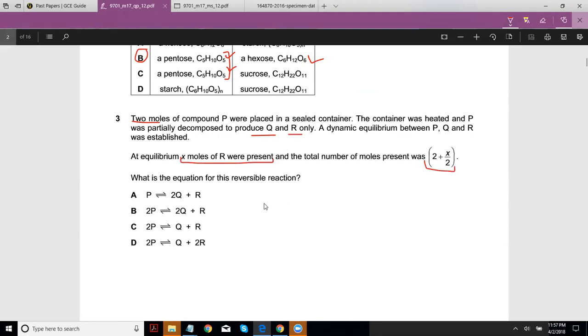What is the equation for this reversible reaction? So one way to look at it is that we go from 2 moles to 2 plus X upon 2 moles. This is what we started off with. At equilibrium, we in fact have more moles than we did initially. X can't be a negative value, so whatever it is, if it's 3, 4, whatever, you'll have more than 2. Can we cross out something based on that?